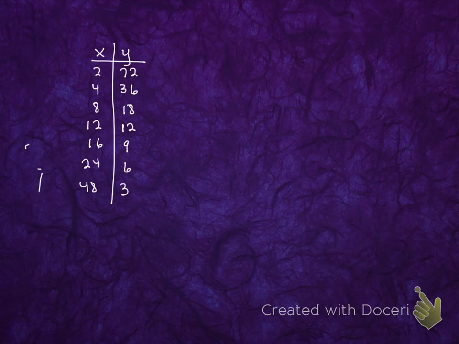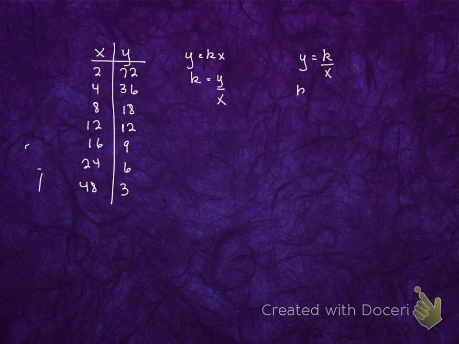Now, if this is a direct variation, our k value will be the same every time we divide y by x. If this is an inverse variation, k will be the same every time we multiply y times x. So it's either one or the other, and if neither one of those rules apply, then it would be neither a direct nor an inverse. So let's start out by finding out if this is a direct. So we're going to divide y by x.